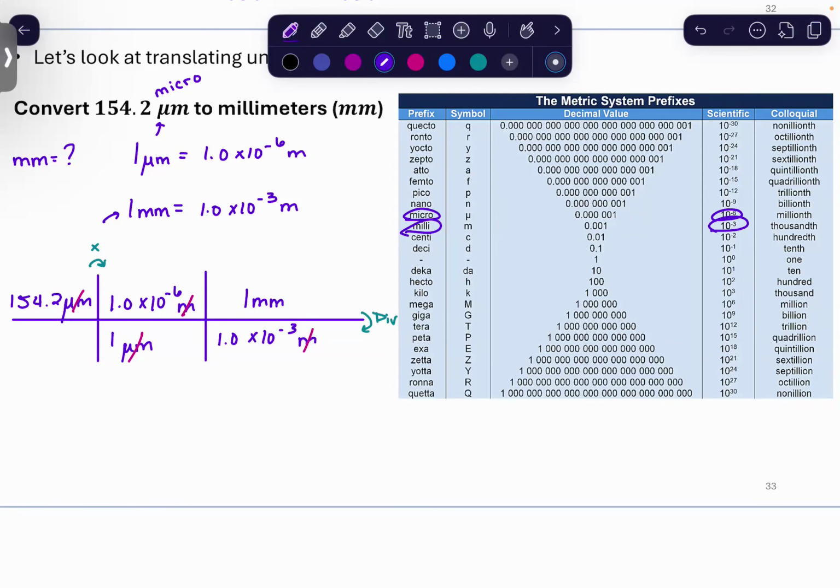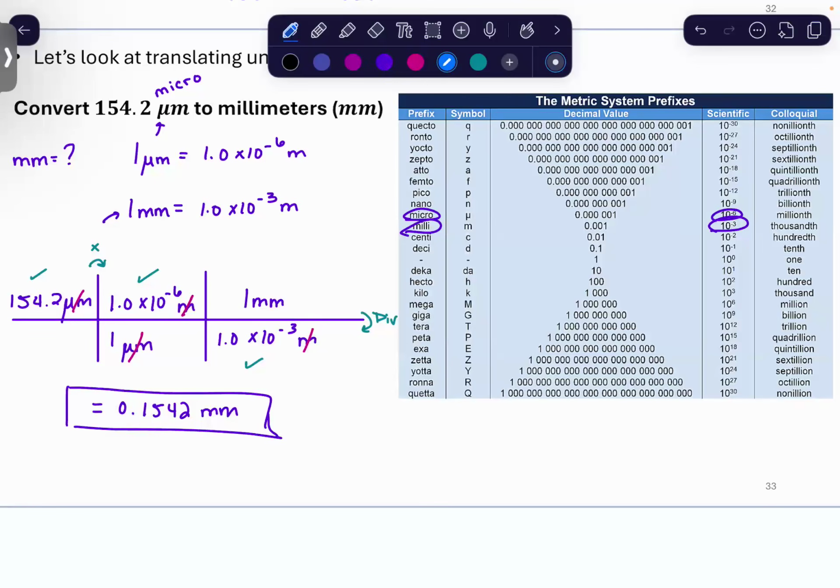And now what I'm going to have is 1.54 times 1.0 times 10 to the negative 6 divided by 1.0 times 10 to the negative third. And so what this is going to give me, let's see, what do we have here? 0.1542 millimeters. Now, is that in the correct number of significant figures?